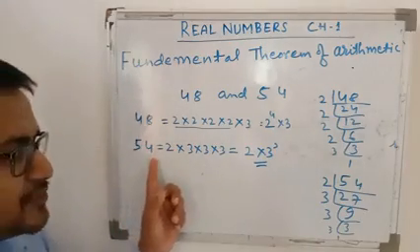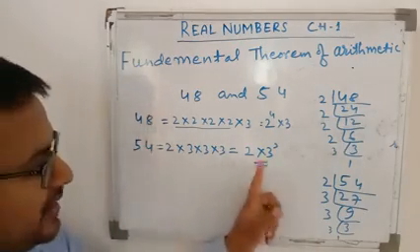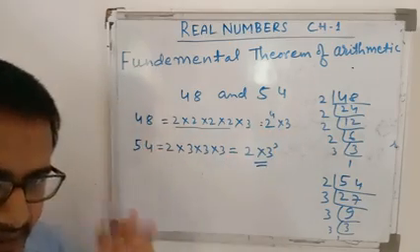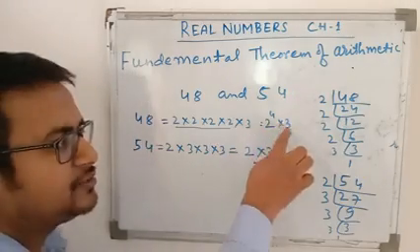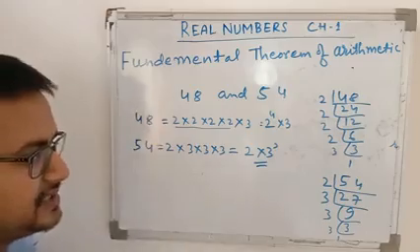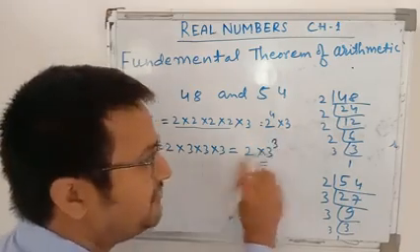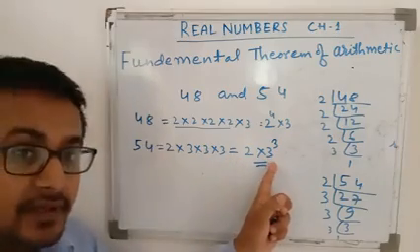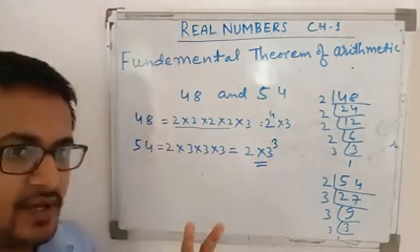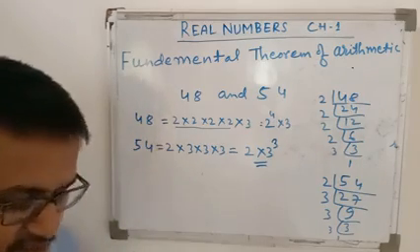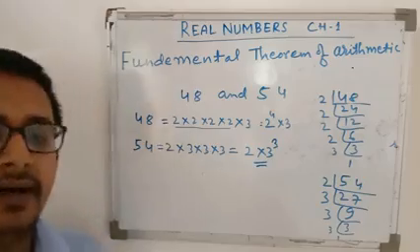Same way 54 also. 54 has 2 and 3 as factors, and 48 also has 2 and 3 as factors. But it is 2 to the power 4 into 3 for 48, and for 54 it is 2 into 3 cube. So it is fixed. For 54, the prime factors are 2 and 3 cubed. It will not change. So this is said by the fundamental theorem of arithmetic.